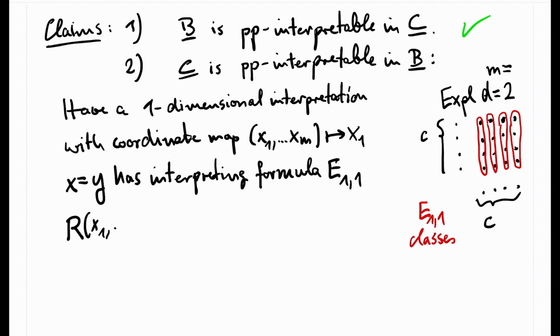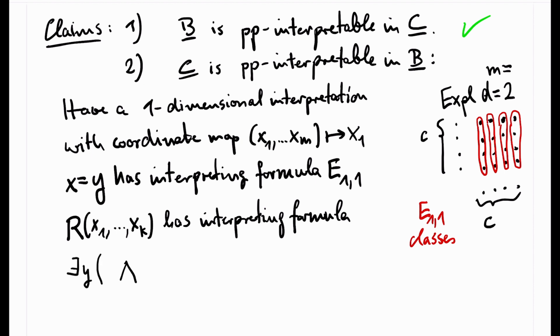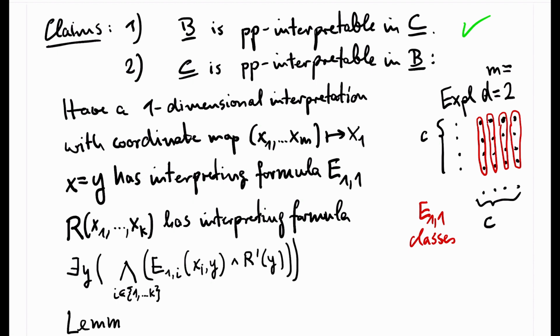Now we also need interpreting formulas for atomic formulas of the form relation symbol R applied to variables x1 up to xk. We need to use the unary relation R' that we have added to our structure B. And here we again use the relations Eij. We say there exists an element y of B which is in R' such that the first k entries of y are precisely x1 up to xk. Clearly, this is a primitive positive formula and it does the job.